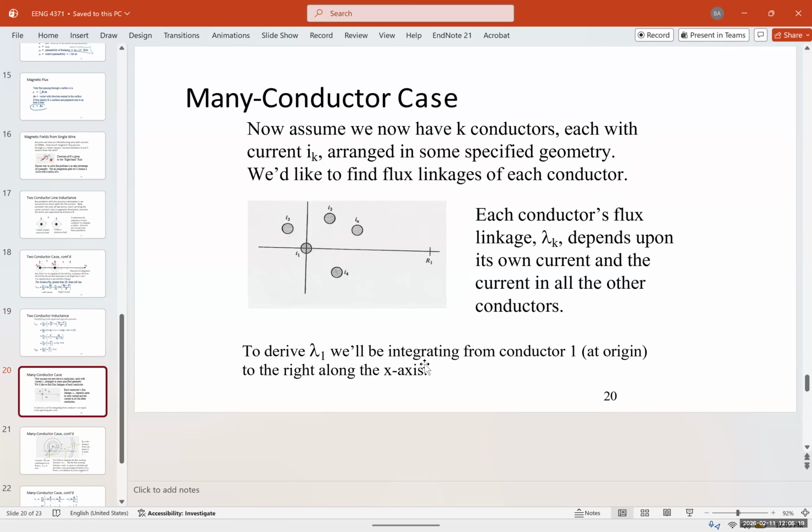If we have many conductors, it's going to look like this. It's going to get much more complicated. Each conductor's flux linkage, lambda, depends upon its own current and the current in all the other conductors. So they're going to have mutual flux on each other as well. And when it gets to this point, it becomes very, very complicated. Imagine we have one contribution from IN, one from I2, one from I1. So you're going to have multiple different magnetic fluxes on conductor 1.